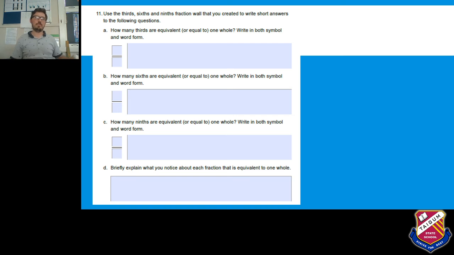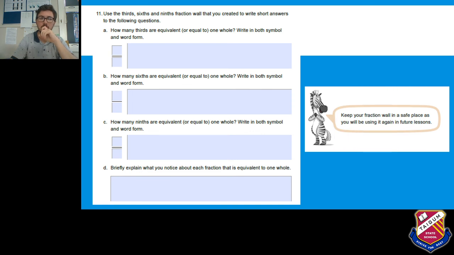Good. So for B, 6 sixths would be 1 whole, and for C, 9 ninths would be 1 whole. Briefly explain in D what you notice about each fraction that is equivalent to a whole, and I gave it away before. Off you go. Yes, when the numerator and denominator are the same, they are equal to 1 whole. Very good.